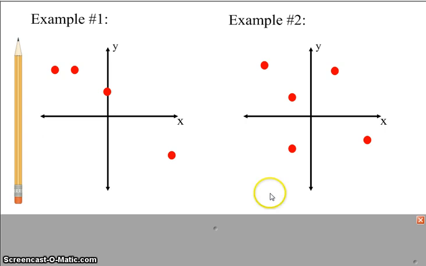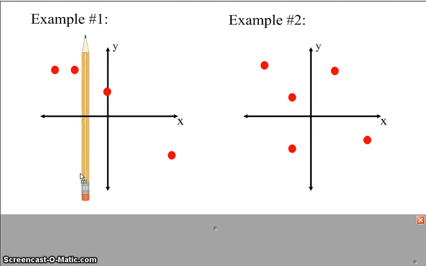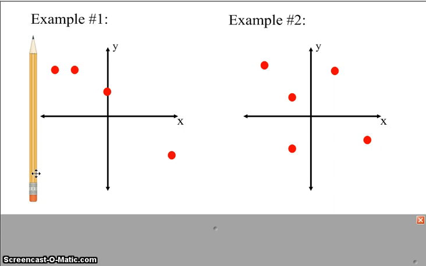Alright, so I'm assuming you got both of these copied down. You're ready to go. Alright, so for example 1, I use props. I use like my pencil, a ruler. You can use your finger. You can use a piece of spaghetti, whatever you want. And you hold it kind of so it's parallel to the y-axis here. And I drag it from left to right.